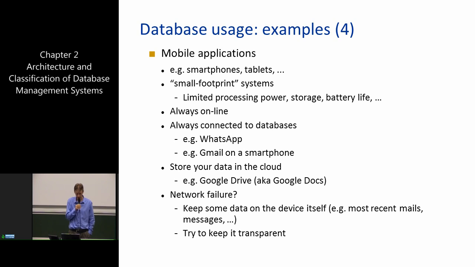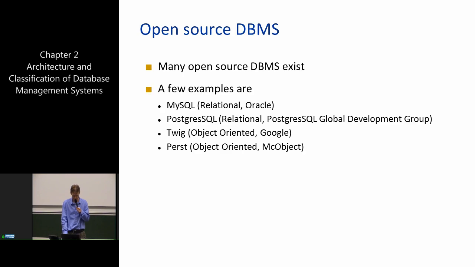And if there's network failure, you need to make sure that you can also efficiently cope with that by keeping some data on the device itself, like most recent emails or messages, such that you can keep on working for a short amount of time whilst the network is offline. Basically, you want to keep that as transparent as possible. So even if the network is offline, you want to make sure that you can do certain types of functionality on your iPhone such that when the network becomes online again, your iPhone can synchronize and the information is again perfectly updated.